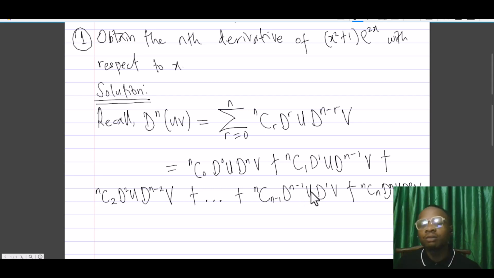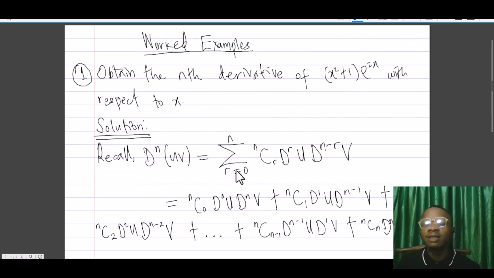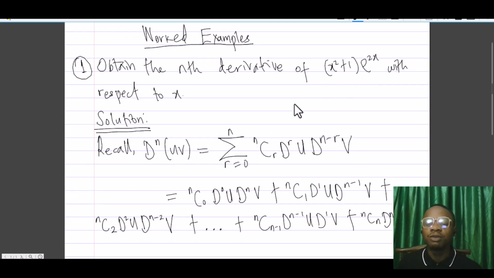So we don't even have to bother about all of the terms. We just have to bother about those that do not vanish. That is the first few terms that do not vanish. So that has to be carefully considered before we choose which of these two functions should be u and which of them should be v.